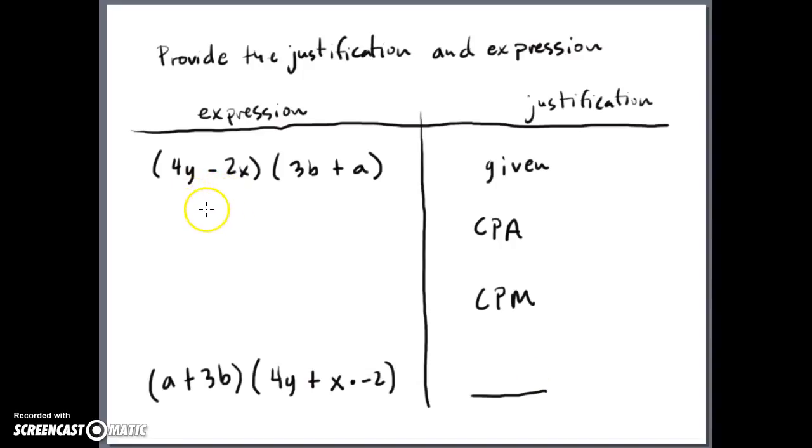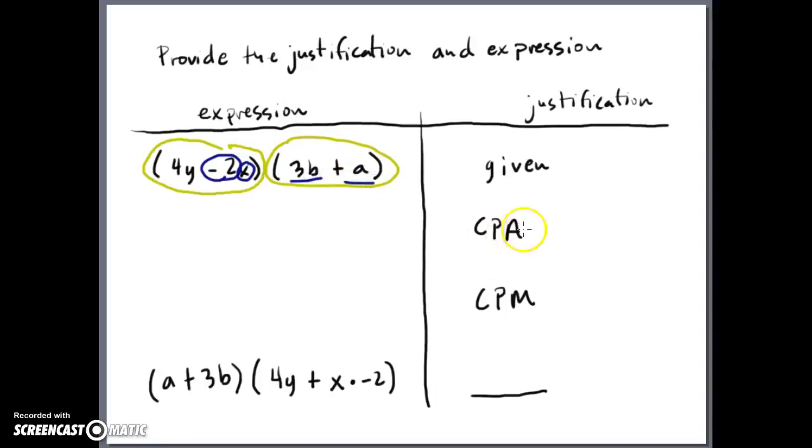Okay, last example today. And I'm going to do this one very, very quickly. Sorry. So I'm going to identify what's changed. The order of the two main factors has changed. They're multiplying these parentheses in a different order. The order of this factor right here, this negative 2x, has changed. So they've changed the order of these factors. And then the order of the terms, 3a and 3b, has changed.